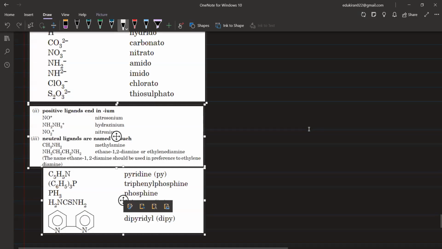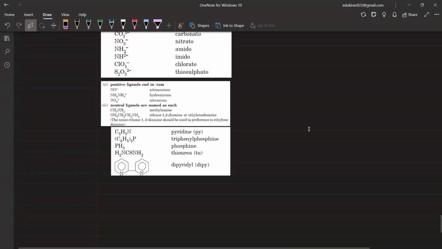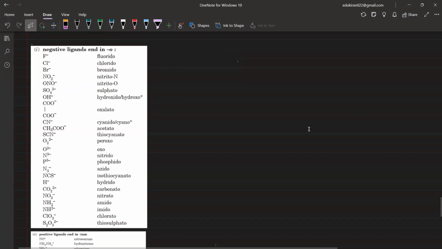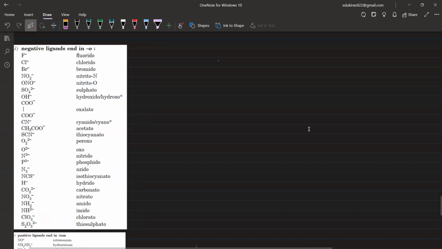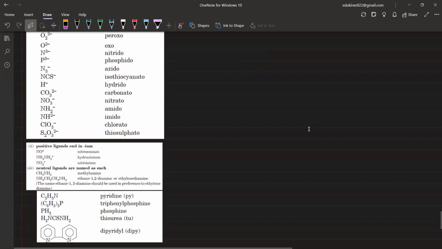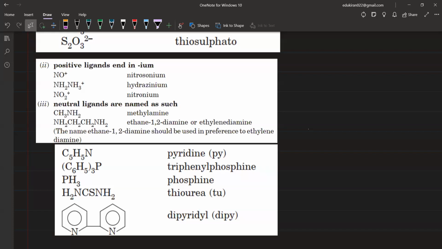Okay, आप स्क्रीनशॉट ले लीजिएगा. Please take a screenshot of this negative ligands. I hope you have taken this. इनका ले लीजिए. Positive and neutral ligands. एक सेकंड अभी मत लीजिए इसका. एक हमको लाइन लीजिए.